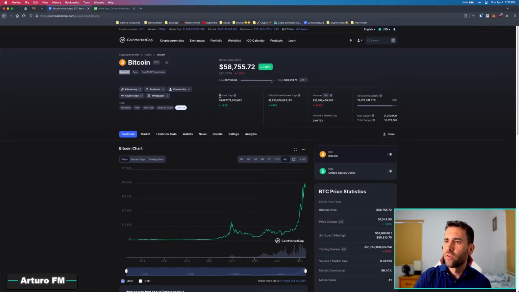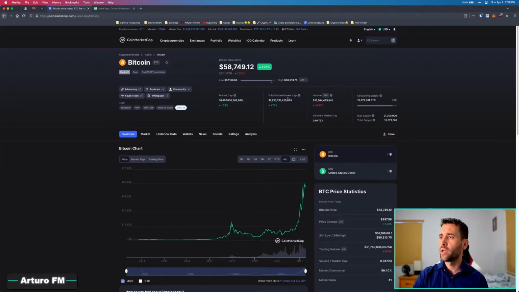So in this case, we have here the market cap, right? So what is this number? Well, this number is extremely important when you're going to pick a coin. So for example, how do you get this number? This number is the price times the circulating supply. That is basically it. This is the market cap.